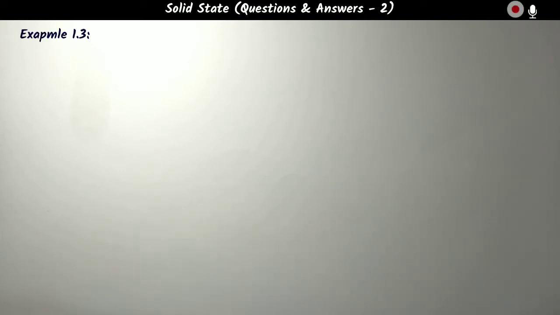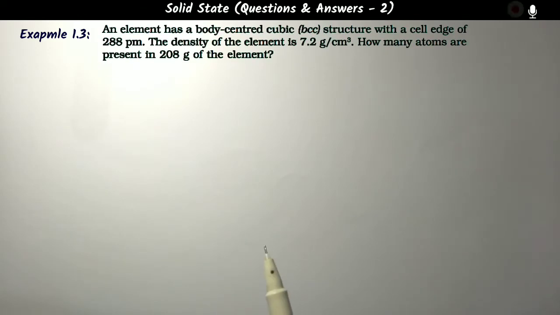All the examples are taken from your NCERT book. In this example, the question is: an element has a body centered cubic structure with a cell edge of 288 picometer. The density of the element is 7.2 gram per centimeter cube. How many atoms are present in 208 gram of the element?